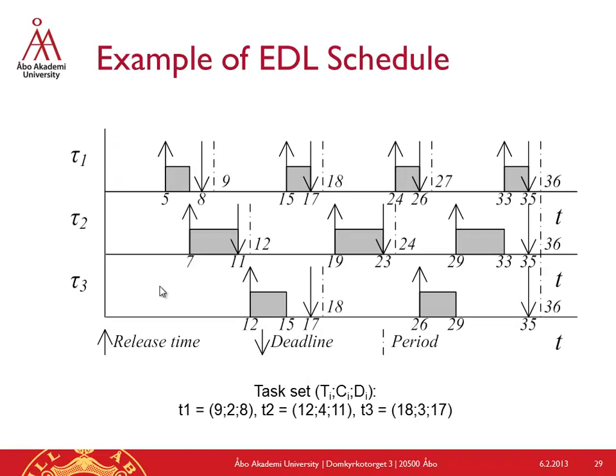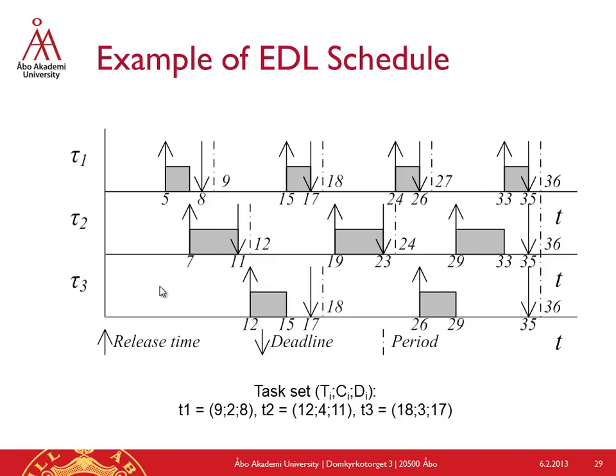It might be better if you look first here. So you can see three tasks. These are parameters of these tasks. The first one is a period. The second one is computation time or worst case execution time. And the last one is deadline. You can see each of these tasks has a deadline a bit less than its period. And you can see how it will be with EDL schedule.